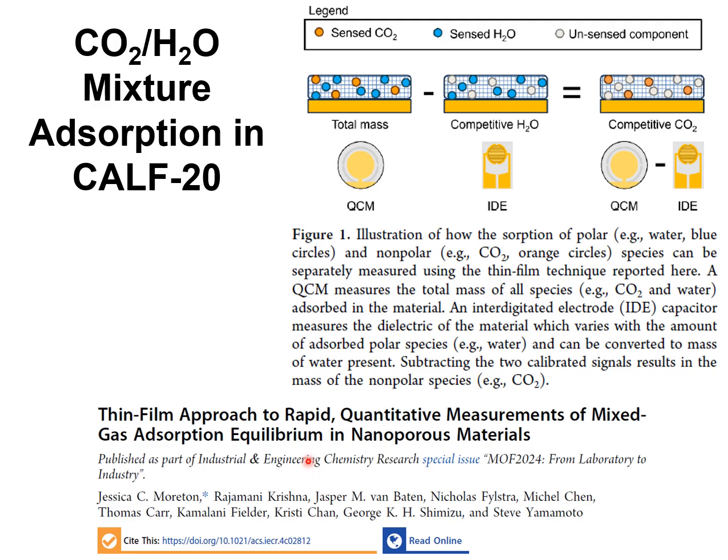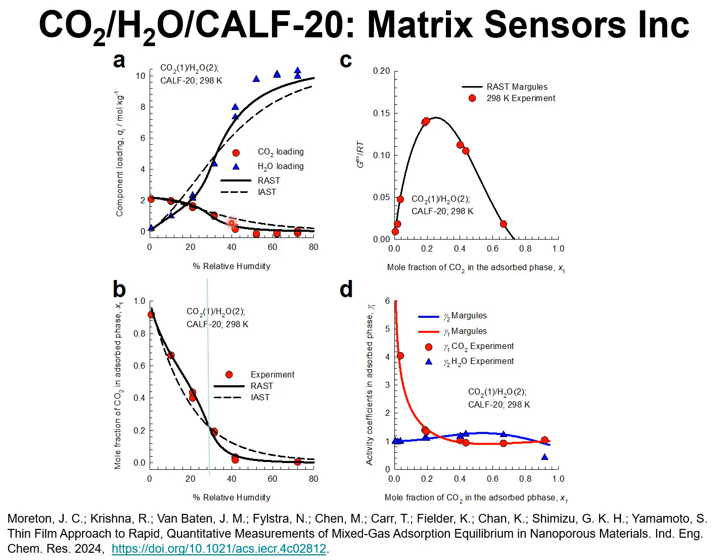The thin film approach was used to measure CO2 water mixture adsorption equilibrium in pristine CALF-20 materials. The experimental data on the component loadings for CO2, indicated by red circles, and water, blue triangles, for adsorption of CO2 water mixtures at a temperature of 298 Kelvin are shown in this graph here as a function of percentage relative humidity. The total pressure of CO2 and water is 15 kilopascals.